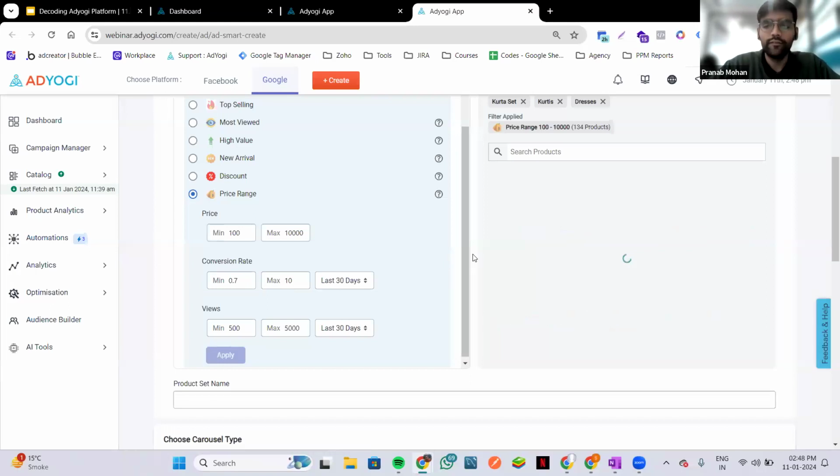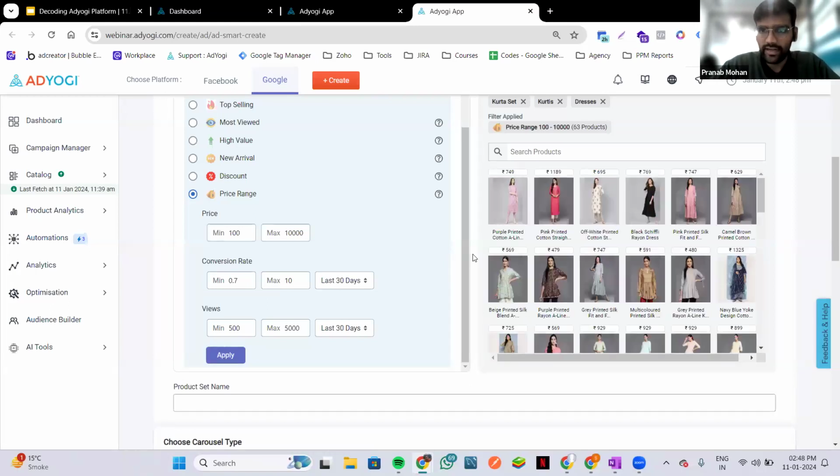So out of the overall 134 products that I have within these low discovered categories, I get a good odd number of 60 products within my product set. Now, these products are those profitable segments where I know that the visibility has been less, since I've taken the minimum views as 500 in the last 30 days. But at the same time, they have given me an overall conversion rate of 0.7 and above.